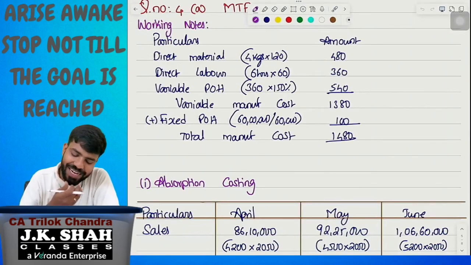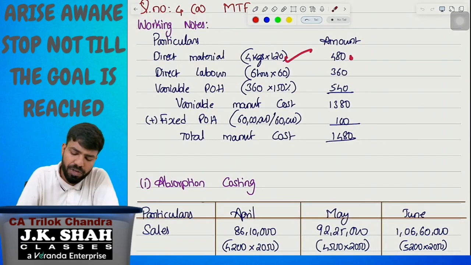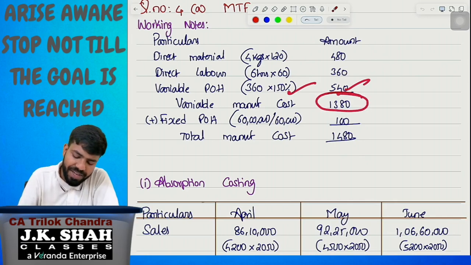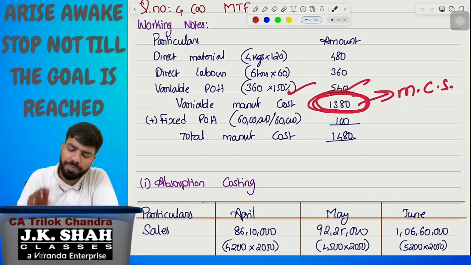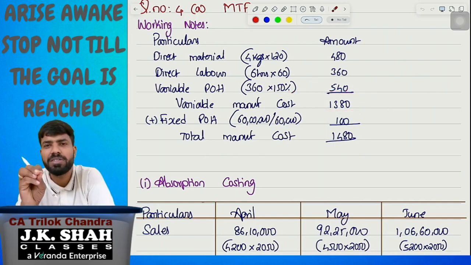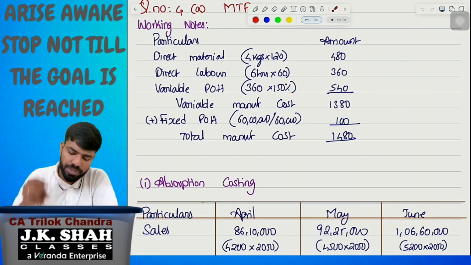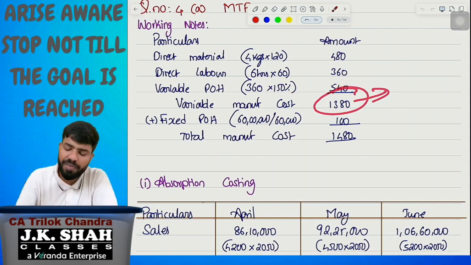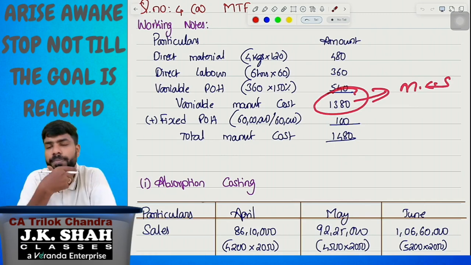First, I have taken direct material, 4 kg into 120, 480. Direct labor 6 hours into 60, 360. Variable production overhead 360 into 150%, 540. This is the variable manufacturing cost. This we are going to use in the marginal costing system for stock valuation. Using variable manufacturing cost only, we are going to value stock in the marginal costing system.